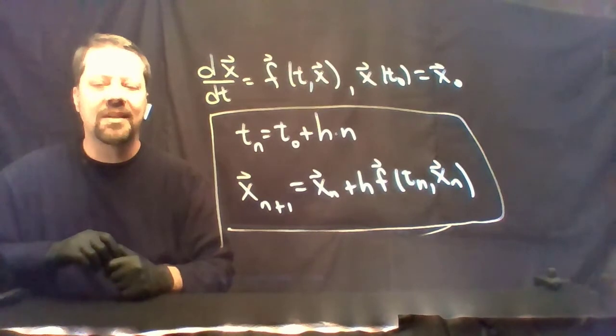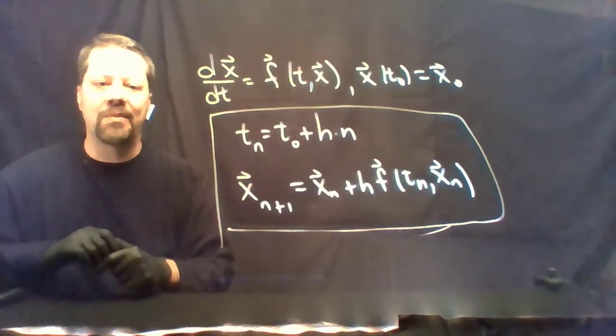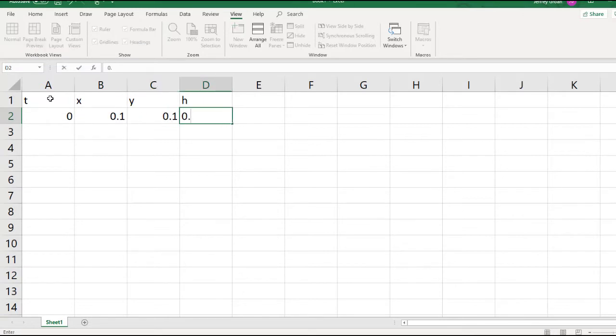Let's apply this to the predator-prey equations that we just analyzed. Here's how we're going to label things. We're going to have t's, x's for the rabbits and y's for the foxes, and h is our increment. T is going to start at 0. We'll start both rabbits and foxes at some small value, and we'll make our increment, say, 0.01.